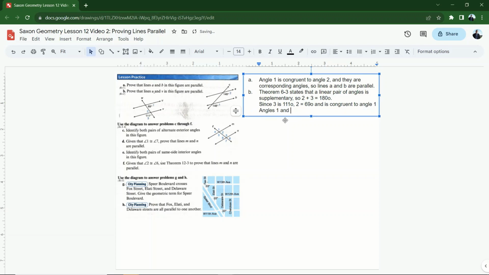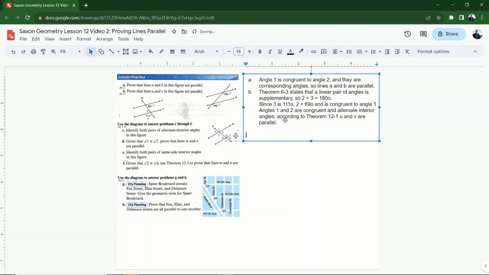All right, and then angles 1 and 2 are congruent and alternate interior angles. If you look, they're alternate interior angles. They're on opposite sides of the transversal, but between the two lines. So because angles 1 and 2 are congruent and alternate interior angles, according to theorem 12.1, U and V are parallel.